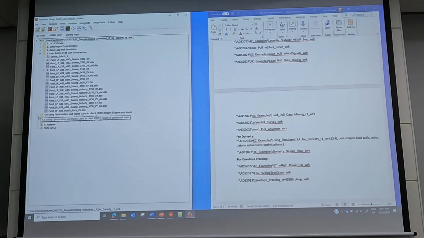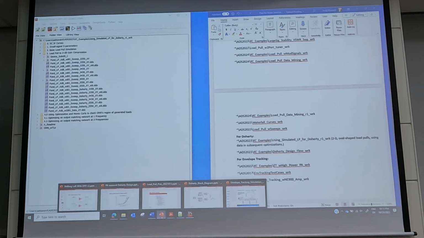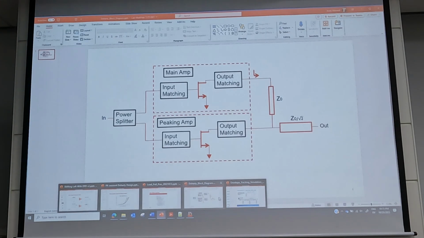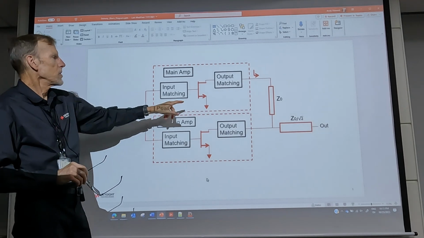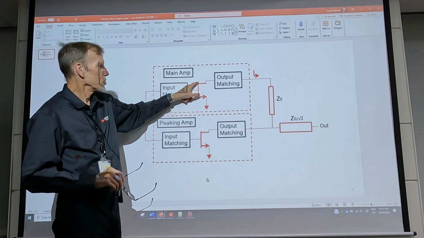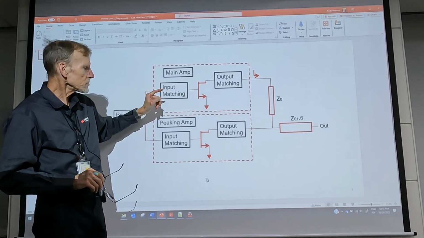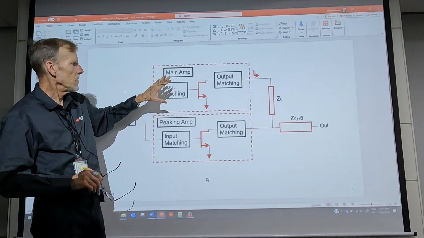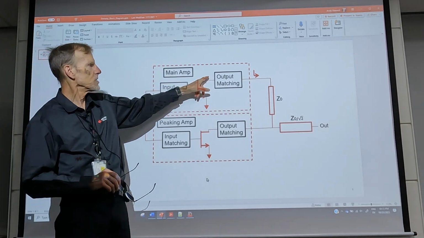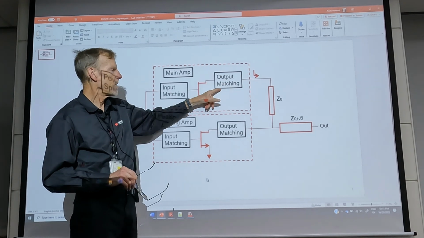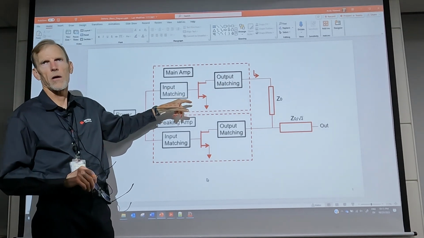I showed this earlier today. What I showed earlier, just to review, was if you have a nonlinear model of your transistor, this particular example is for optimizing the output matching network of the main amplifier.